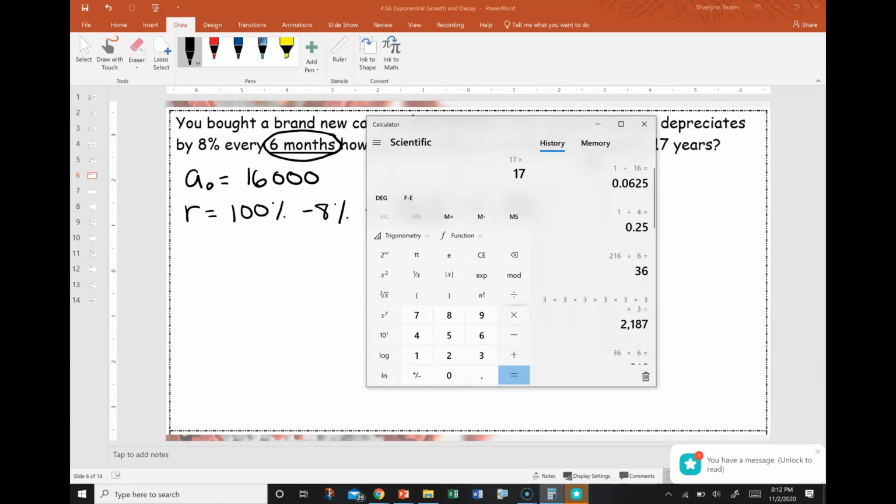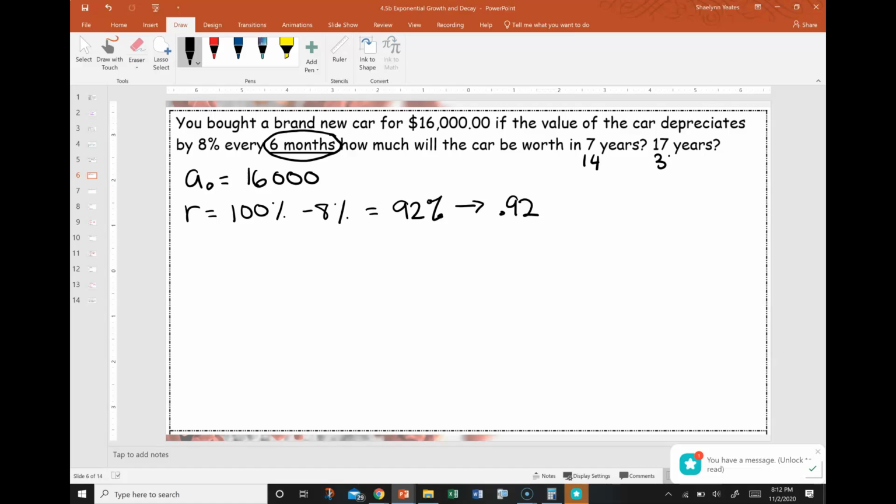So we've got 17 times 2. And that's 34 6-month periods. So we'll figure out what this is. So after 7 years, how much is the car worth? So the car is going to be worth our 16,000 times our 0.92 to the, and then we're going to do 14th first.